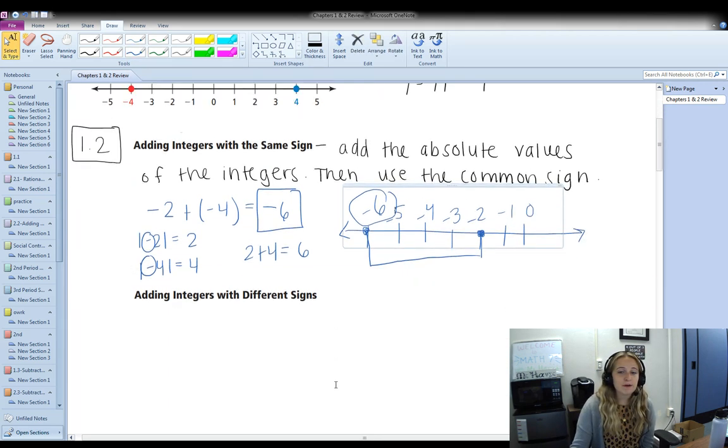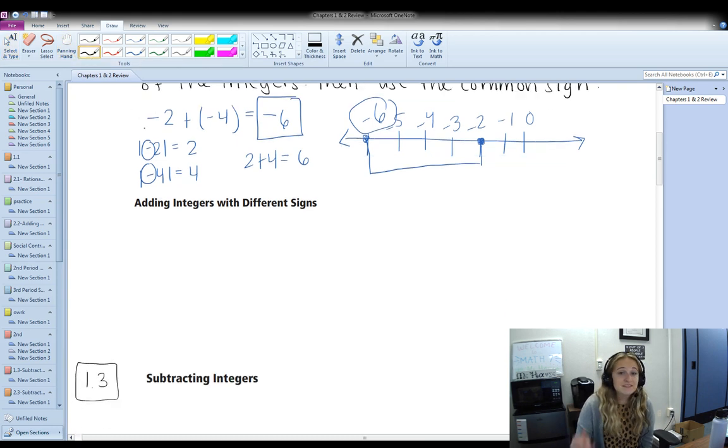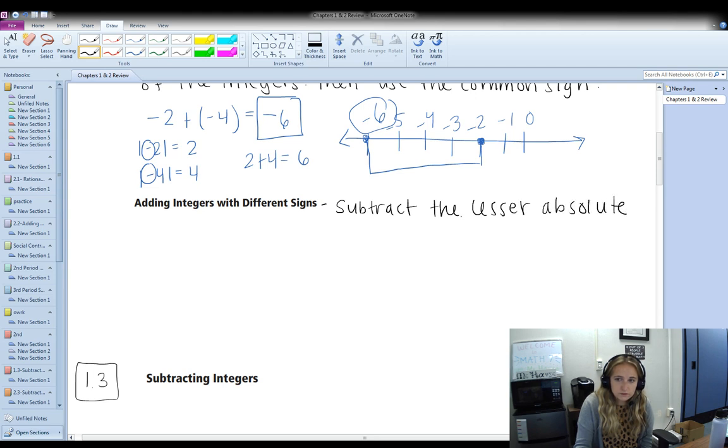All right, now let's talk about adding integers with different signs. So if they have different signs, that means one integer is positive, one integer is negative. So that rule is you're going to subtract the lesser absolute value from the greater absolute value.